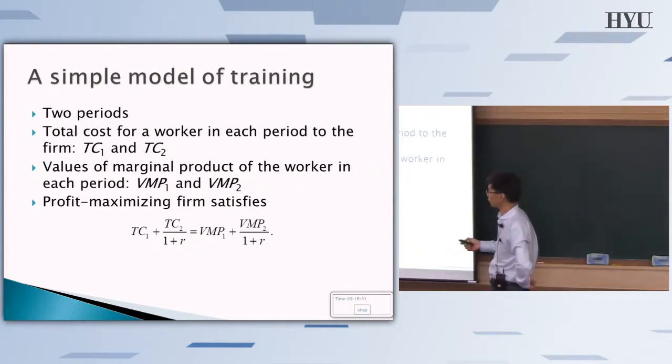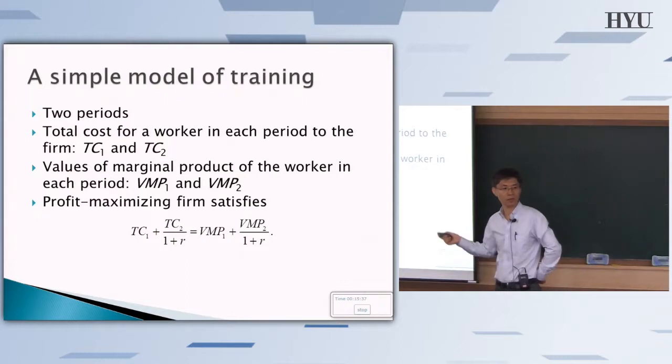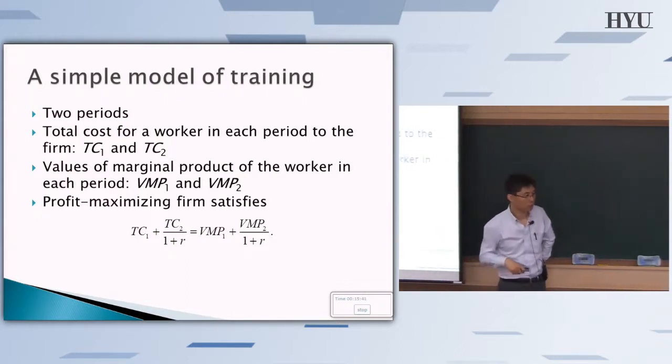So we don't have to actually match TC1 to VMP1, TC2 to VMP2. What matters is the sum of the costs must be equal to the sum of the benefit. Okay?